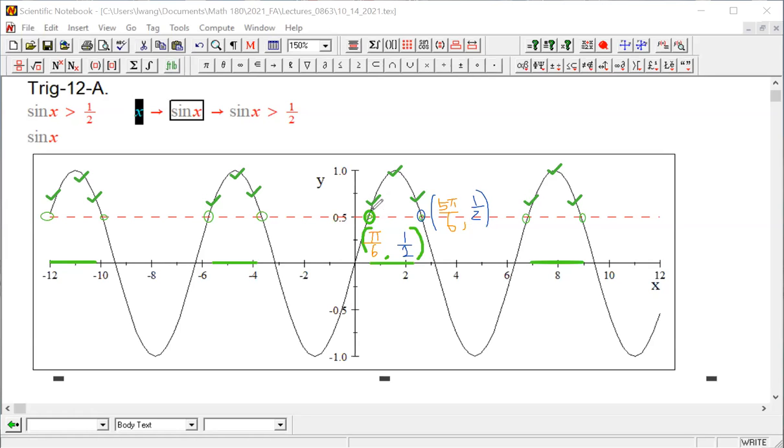Once you have identified this point and these two points, you can get these other points because all you have to do is just add or subtract 2 pi, or 2k pi. You guys follow me? Because from here to there, that's 2 pi. From here to there, that's 2 pi. From here to there, that's minus 2 pi. Do you guys see that?